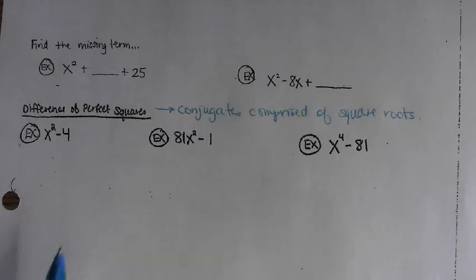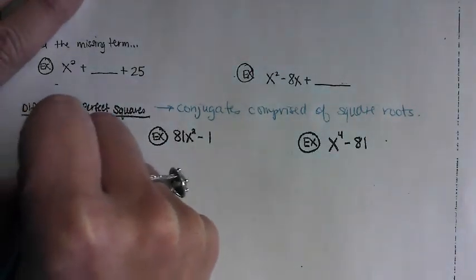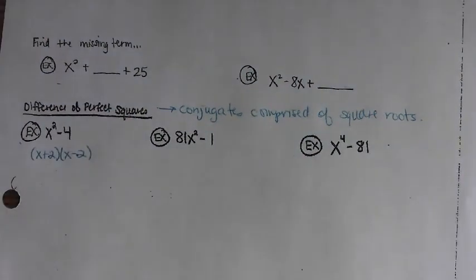So for x squared minus 4, the square root of x squared is x. The square root of 4 is 2. So that x and that 2 make your conjugates. X plus 2, x minus 2. Now, if you know the special pattern and you just do it, that's the goal here. That's the benefit of picking up on a pattern. If you wanted to be sure, again, you can still always check these.